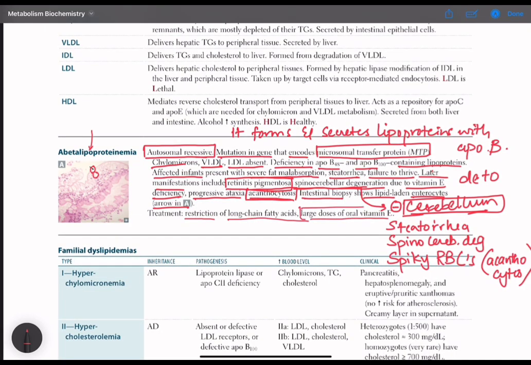There is deficiency of all the fat soluble vitamins A, D, E and K, and they should be replaced, but vitamin E is the most notorious, or the symptoms caused by the vitamin E deficiency are the most dangerous for these patients. So they should be replaced by large doses of vitamin E, as well as these patients should be restricted of long chain fatty acids.